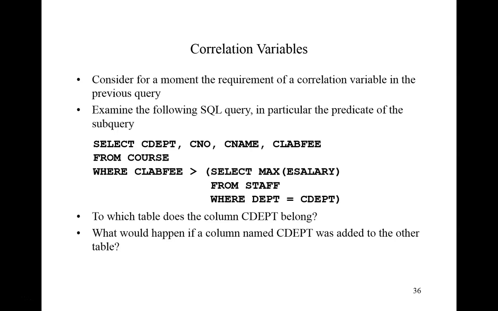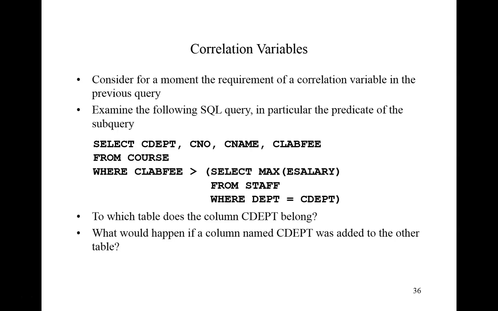But if there's no need to go back, if the reference to C department can be established within the staff table alone, then we're staying strictly within the staff table and never go back to the course table. It's not a correlated subquery. It's just a conventional or traditional subquery, which is sometimes called non-correlated. The point is that for this query, we want the system to go back to the course table to provide the context for executing the subquery.